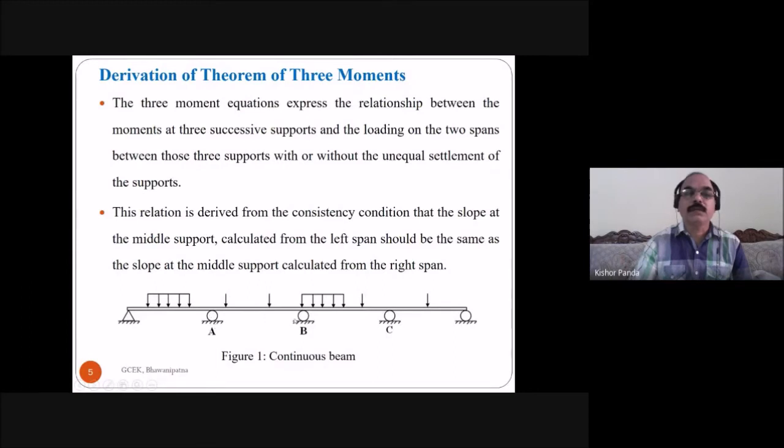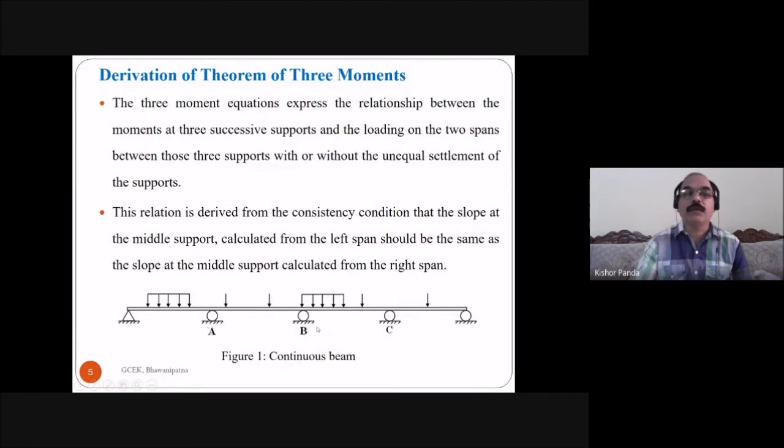Let us take these three supports A, B, C. These are two consecutive spans. Here there is a moment, and here also there is a moment, and here also there is a moment. So you have to find out what the moment is at each of these supports. The three moment equation relates to these moments.